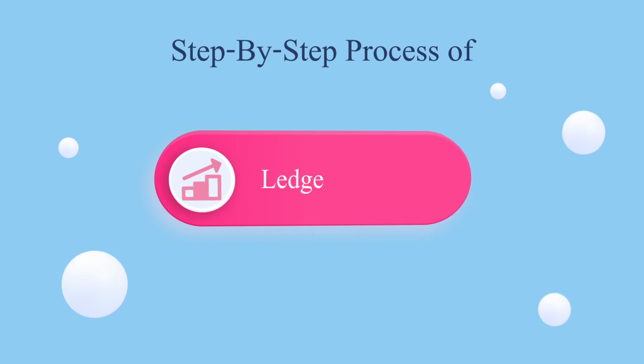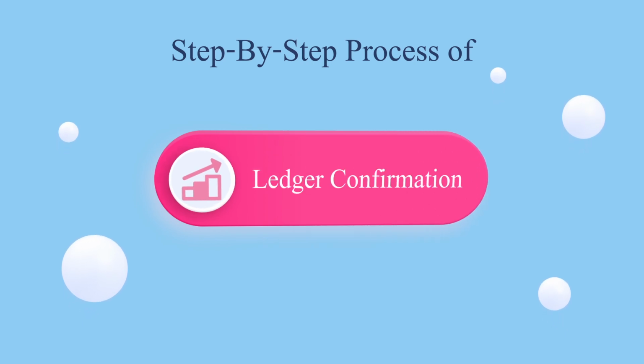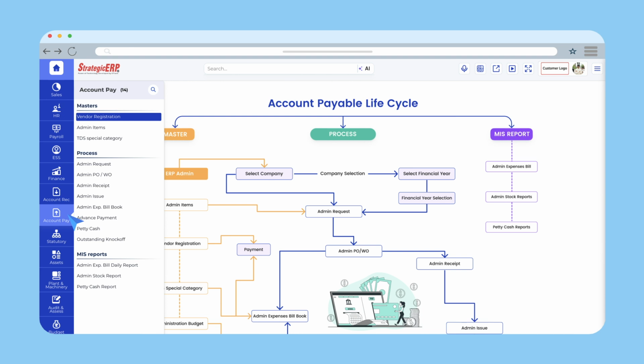Let us understand the step-by-step process of sending ledger confirmation in Strategic ERP. Ledger confirmation can be sent to a client or vendor either through automated mail or via manual entry. In case of an automated ledger confirmation mail, navigate to the vendor registration form under the Accounts Payable module.